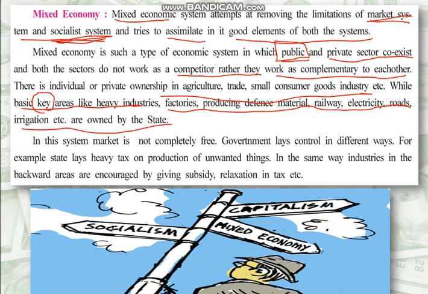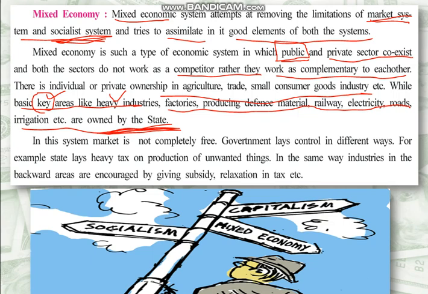So what is done here? The ownership of private is allowed in agriculture, then small trade, consumer goods industry, and so on. But those industries which are key, heavy, or which are related to the security of the nation, the government, the state, is controlling those companies or industries.